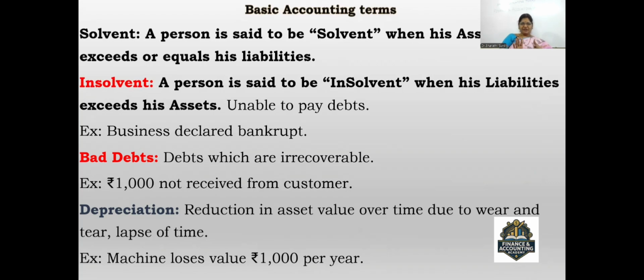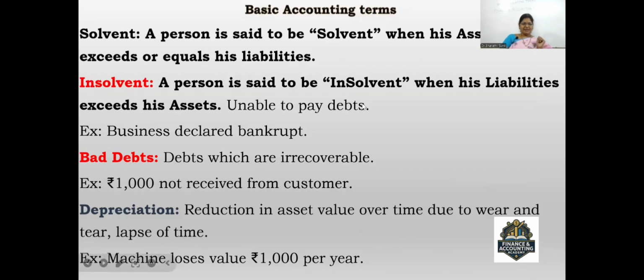The value of the TV is 50,000, right? The life of the TV is 5 years. So 50,000 divided by 5 years. What is the amount? 10,000. So every year, the value of the TV is decreasing by how much? 10,000. After 5 years, we have to buy another TV, meaning 10,000 for all the 5 years is equal to 50,000. So we can buy another asset. That is why we have to provide depreciation.